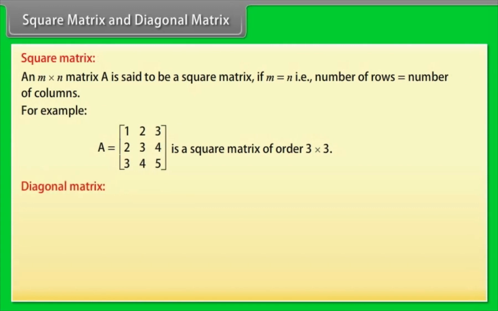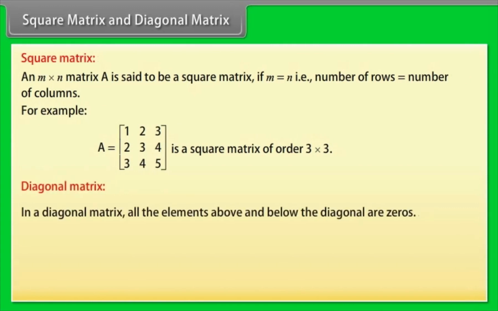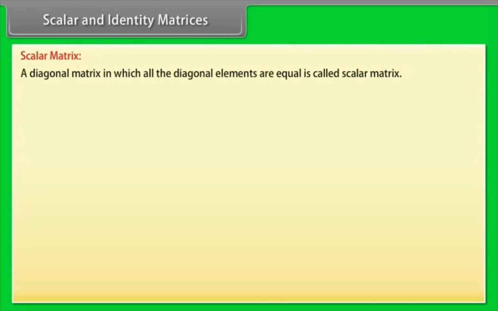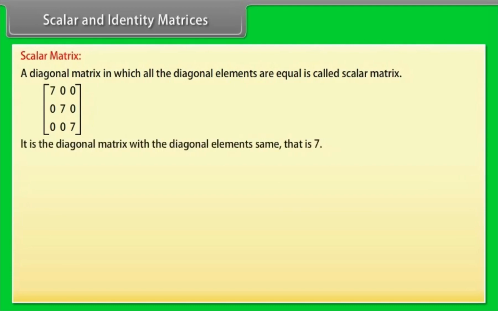Diagonal matrix. In a diagonal matrix, all the elements above and below the diagonal are zeros. For example, B is a diagonal matrix. Scalar and identity matrices. Scalar matrix. A diagonal matrix in which all the diagonal elements are equal is called a scalar matrix. Look at this matrix. It is the diagonal matrix with the diagonal elements same, that is 7. Therefore, it is a scalar matrix.